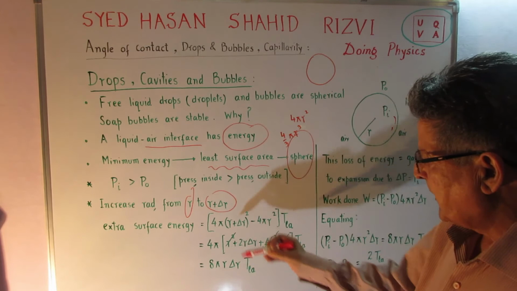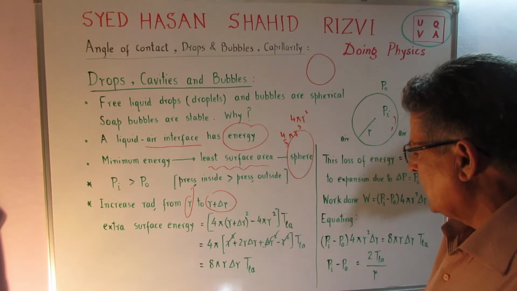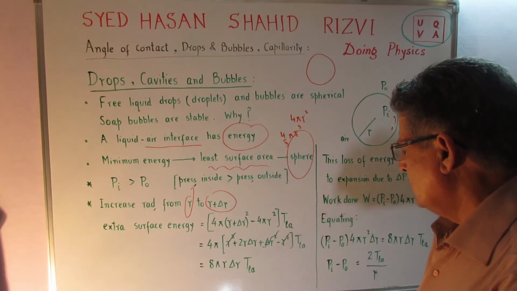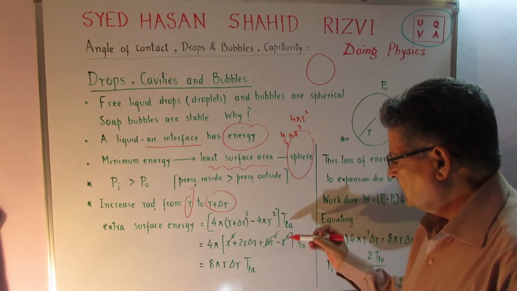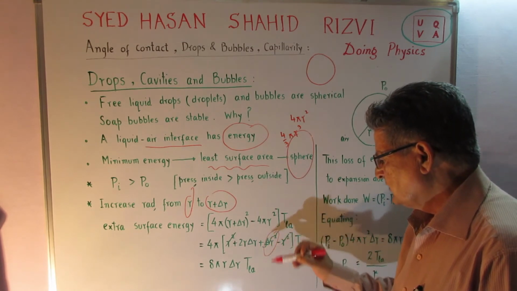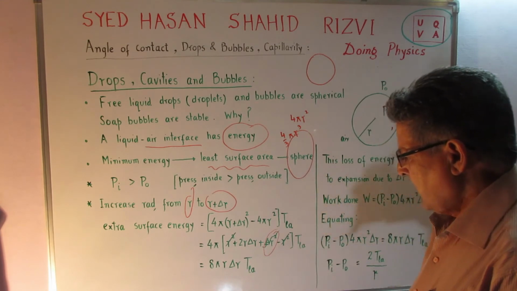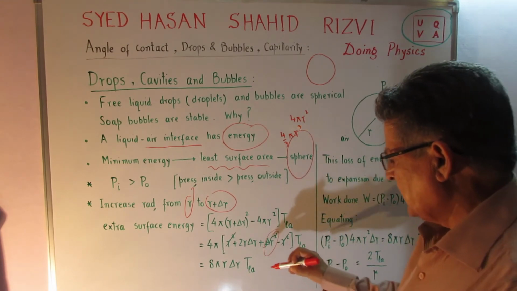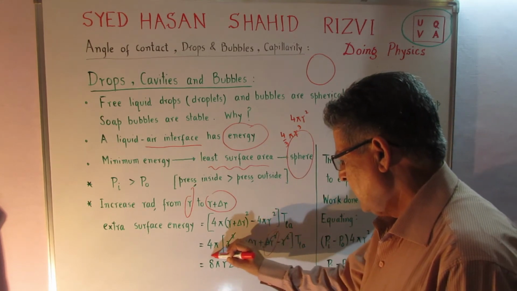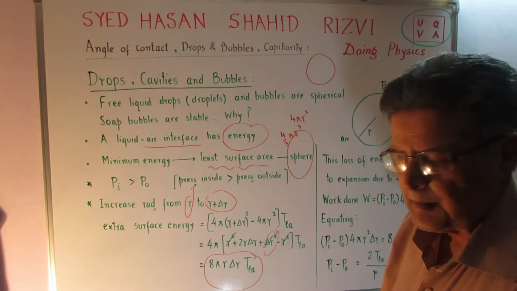I take out 4 pi and expand it: r square plus 2r delta r plus delta r square minus r square. So r square and r square cancel, and this delta r whole square is negligibly small, so we ignore that. And what we obtain is that the extra surface energy is 8 pi r delta r into TLA.